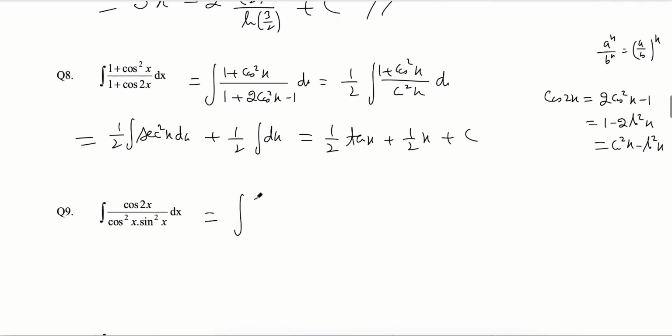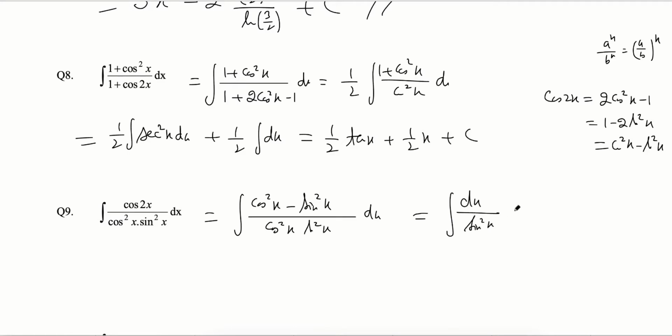Cos 2x, I can write what? Cos square x minus sin square x divided by cos square x sin square x dx. If you divide it, what will happen? Cos square x will get cancelled, so dx by sin square x minus, and if you divide here, sin square x will get cancelled, dx by cos square x. Correct? 1 by sin square x I can write cosecant square x dx minus secant square x dx.